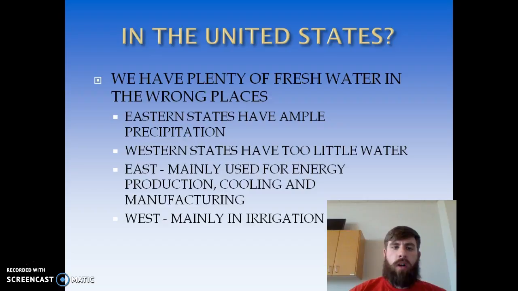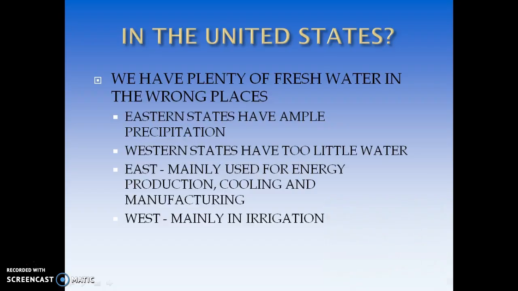is we have fresh water in the wrong places. We get a ton of fresh water in the eastern United States, and when you have all that fresh water in the eastern United States, you end up having flooding and all this kind of stuff. And in the western part of the United States, we don't have enough water. I just have on here the uses. In the east, it's mainly used for energy production, cooling, and manufacturing, whereas in the west, it's mainly used for irrigation.